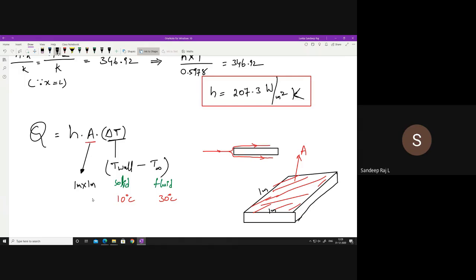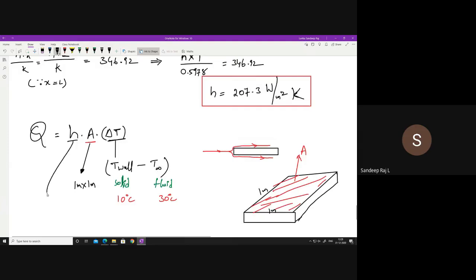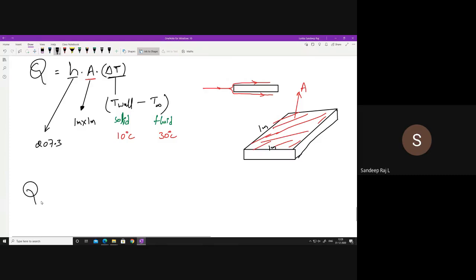That is what is given. So everything you know, H is also known to you, it is 207.3. Simply substitute all of them and you will get the Q value. So Q is 207.3 into 1 into 1 into 10 minus 30. Tell me what is the value? 4148.6.